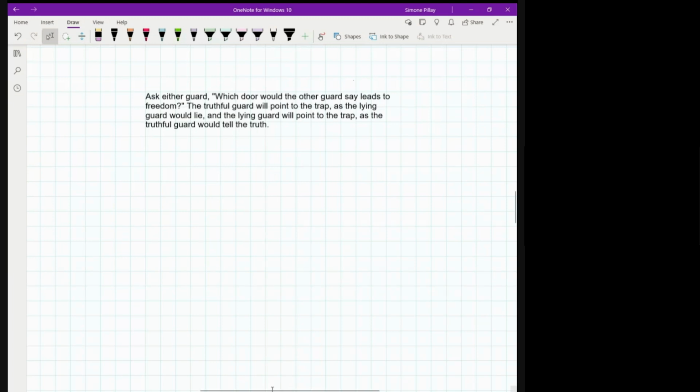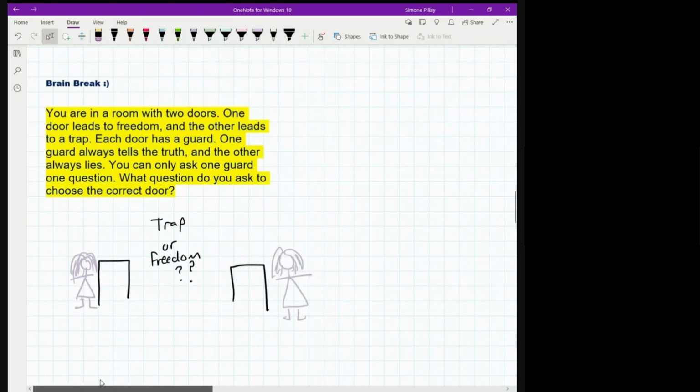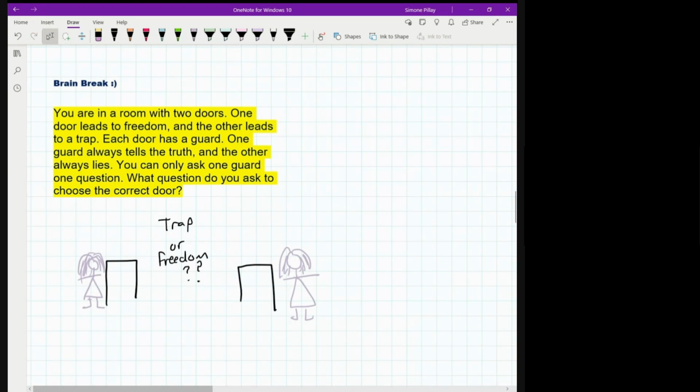Cool. Ma'am, what if there's no trap? No, but there is a trap. We know there's a trap. We just don't know where. Okay, then what if there's two traps and there's no freedom? No, there is a freedom. We know that.